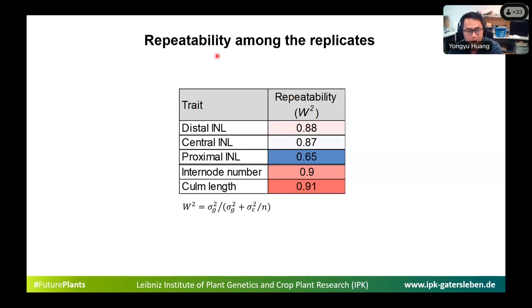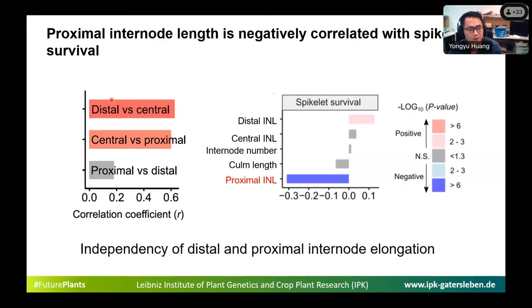Having identified this approach, we found that the elongation of distal and proximal internodes seems to be quite independent. For example, here is the correlation of distal and central, which is highly correlated, and central and proximal is also highly correlated. But when you look at distal and proximal, both internodes are more or less independent. On the other hand, we look at the correlations of all these internodes, like distal, central, proximal, and also internode number, and also culm length, which is the proxy of plant height.